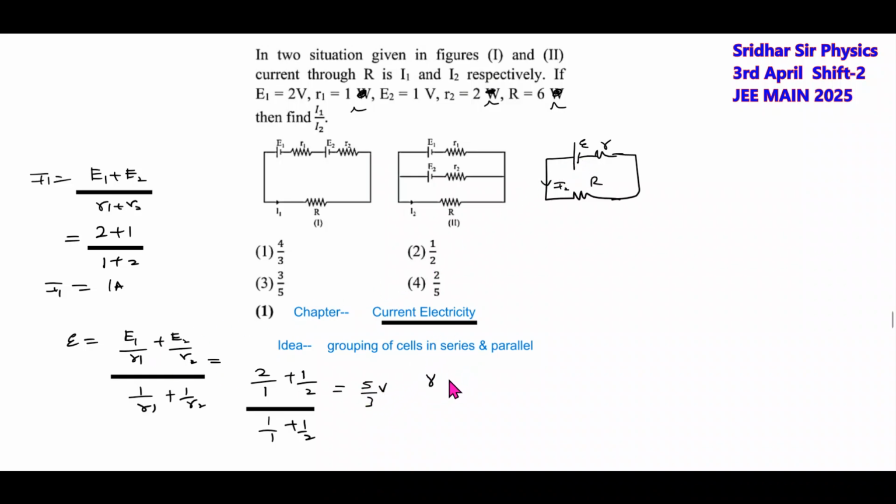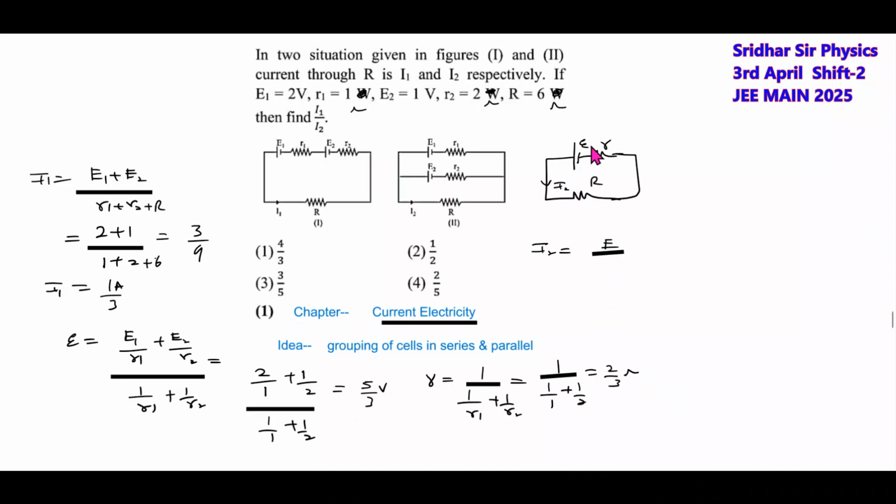The equivalent resistance r is given by 1 by r equals 1 by R1 plus 1 by R2. Hope you recollect all the formulas. 1 by 1 plus 1 by 2 gives r equals 2 by 3 ohm. Then the current I2 will be E by... here one R is missing. What is the value of R? 6 ohm. I didn't see it.